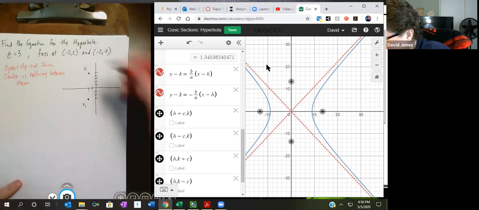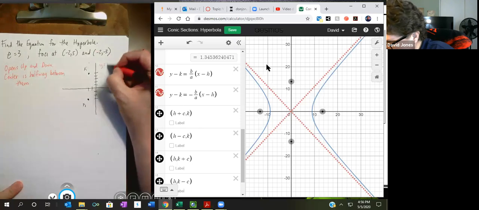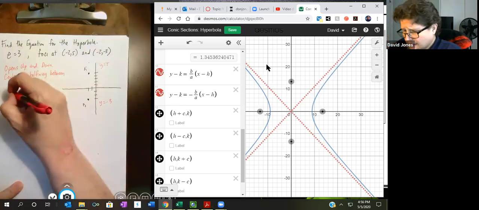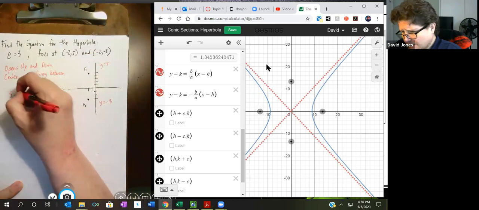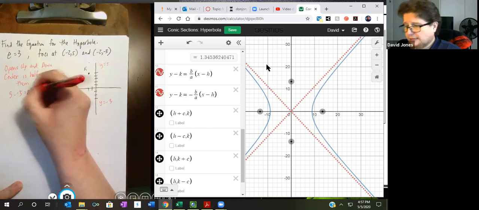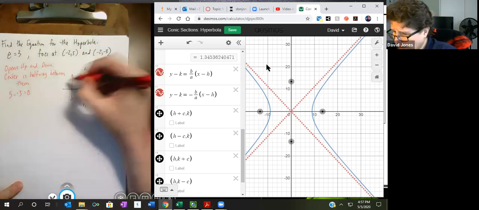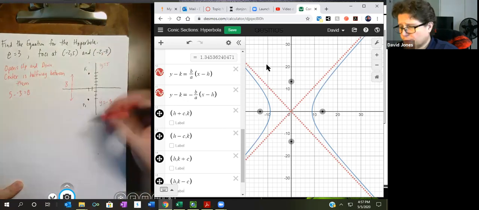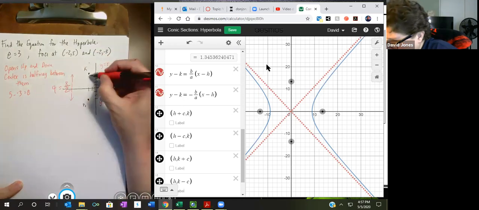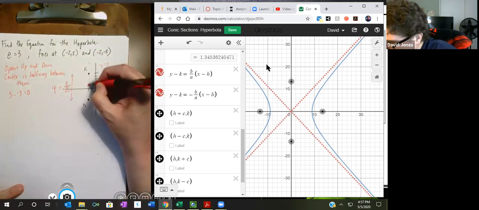So how far apart is that? I've got a y value of 5 and a y value of negative 3. 5 minus negative 3 gets me the distance is 8. So this is 8 long, which means half of that is 4. We go down 4, 1, 2, 3, 4. That's my center.